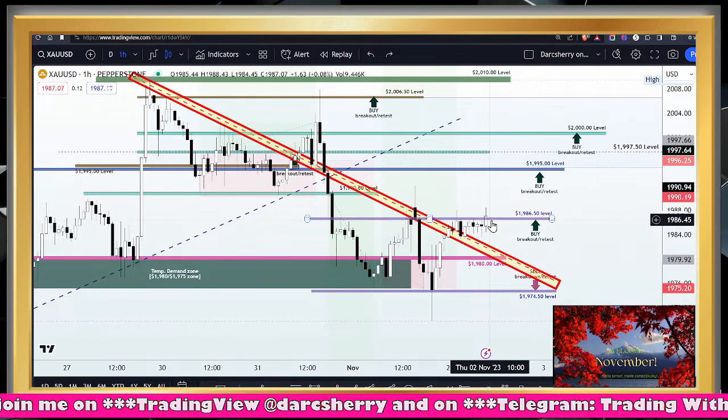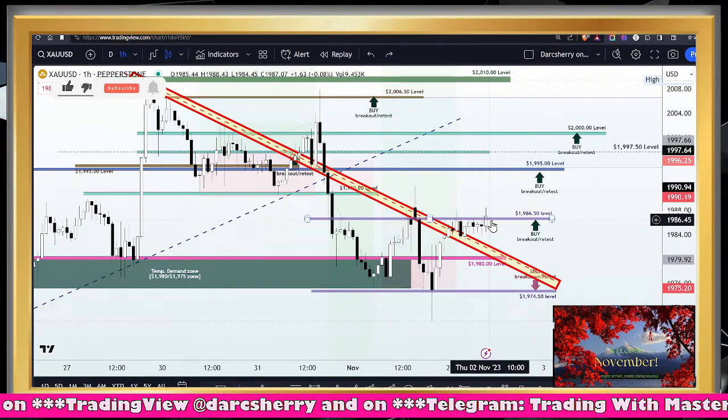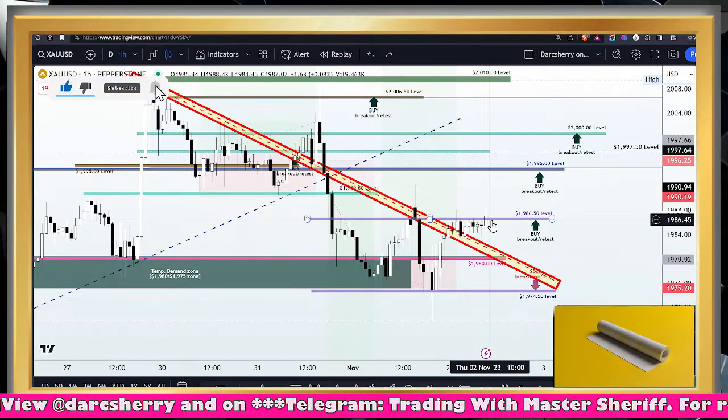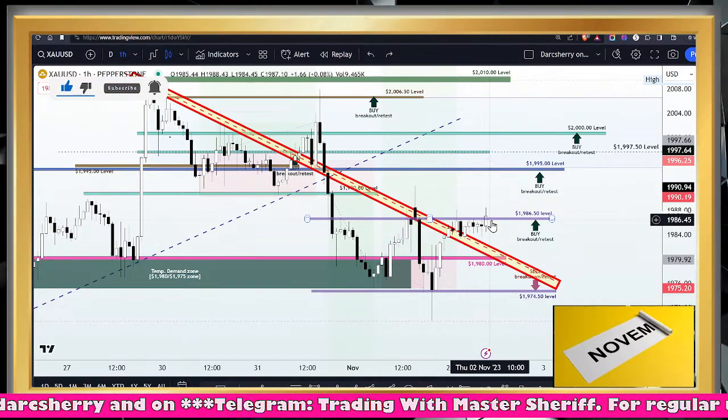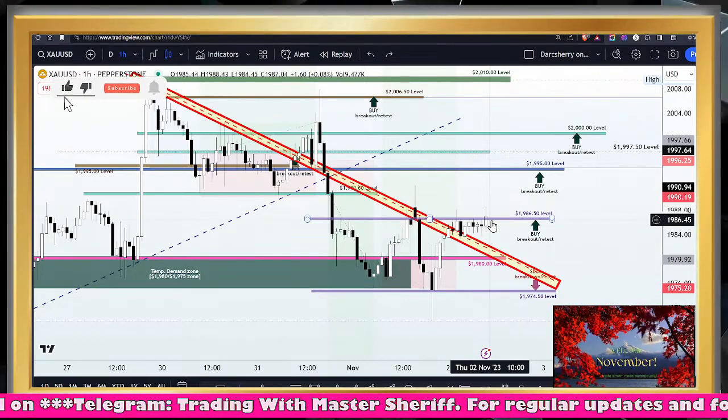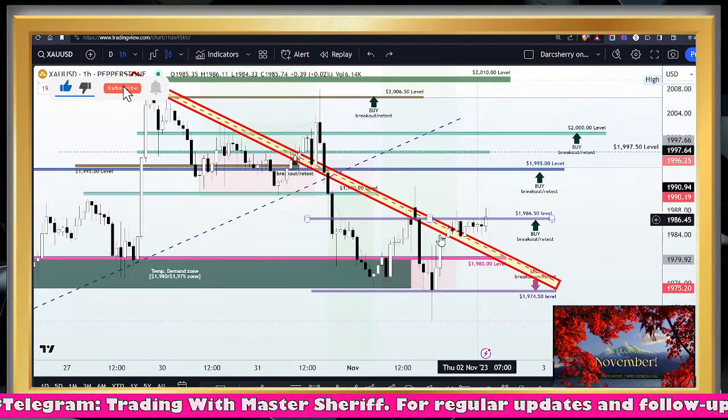However, in as much as we are looking out for buying opportunities, you know how we do it in this community, we also want to keep tabs on the opposite direction as well. Now, if we are going to consider selling, what is it that we want to see on this chart that will make us feel comfortable selling this asset?